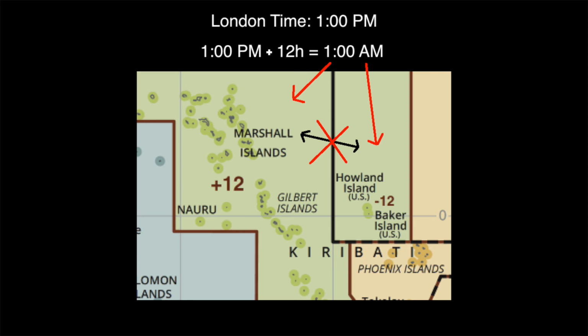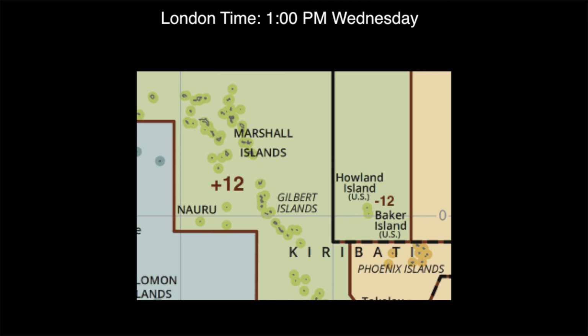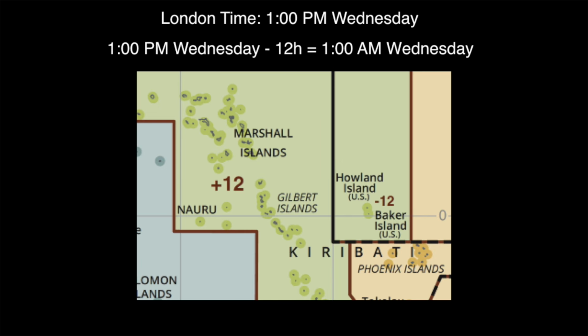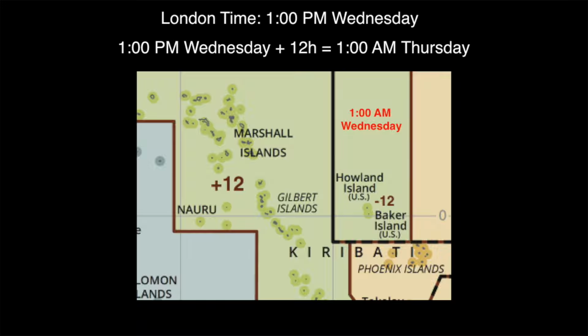Nope, because we're not just looking at what time it is, we're looking at what day it is. So if it's 1 p.m. on a Wednesday in London, then 12 hours before that is 1 a.m. that same Wednesday, so that's what time it is in the -12 time zone. But 12 hours after 1 p.m. Wednesday is 1 a.m. Thursday, so that's what time it is in the +12 time zone.